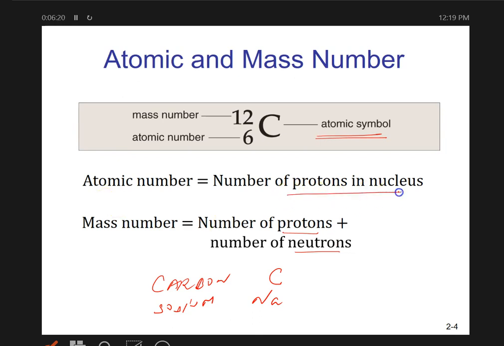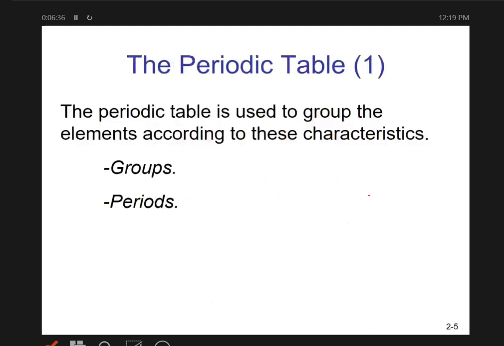Atomic number is the number of protons in a nucleus. So we'll talk about the importance of the atomic number. This is going to decide the characteristics of the element. All right. So now let's see. What we have seen is that even though each element consists of a different atom, certain chemical and physical properties reoccur.